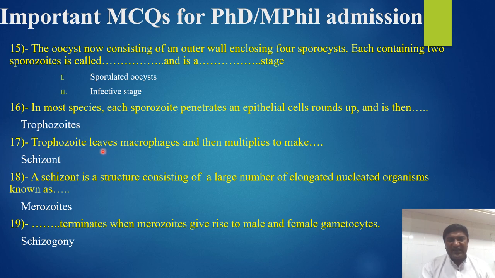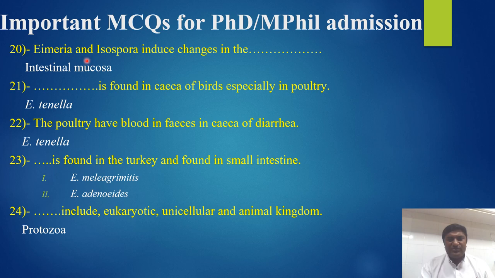The trophozoites then multiply to make dash schizonts. A schizont is a structure consisting of a large number of elongated nucleate organisms known as dash, merozoites. Dash terminates when merozoites give rise to male and female gametocytes; that is called schizogony. Next, Eimeria and Isospora induce changes in dash, the intestinal mucosa.